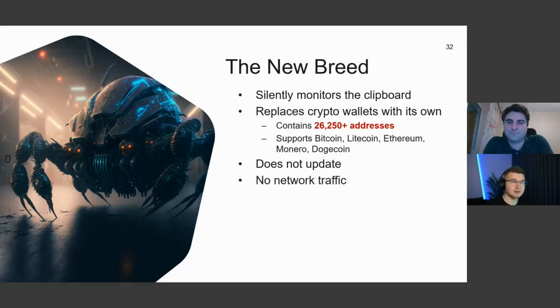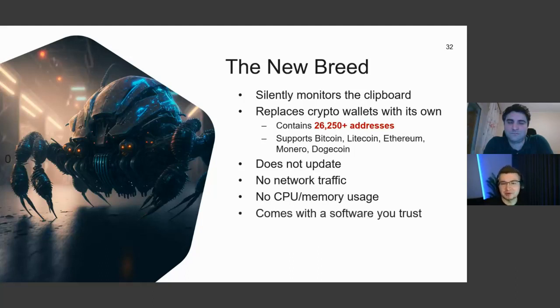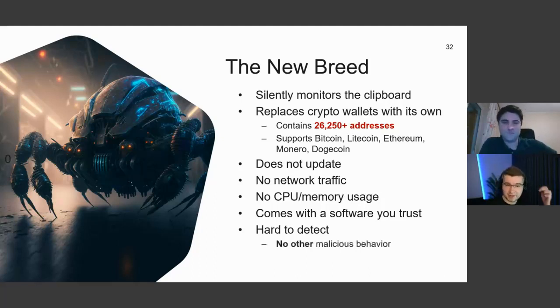So if you hope that you will find suspicious connections to some malicious infrastructure anywhere, it is just completely silent. It doesn't abuse your CPU resources or use much memory. It's a very lightweight program, very light, very silent. And most importantly, it comes with software that you probably trust. If you download the Tor browser, install it, well, you may not notice such a thing. So it is really hard to detect for common users unless you have some antivirus solution with a specific signature that can find that particular malware that we already processed. If it's something new, then chances are much lower. And so it doesn't expose any other malicious behavior.